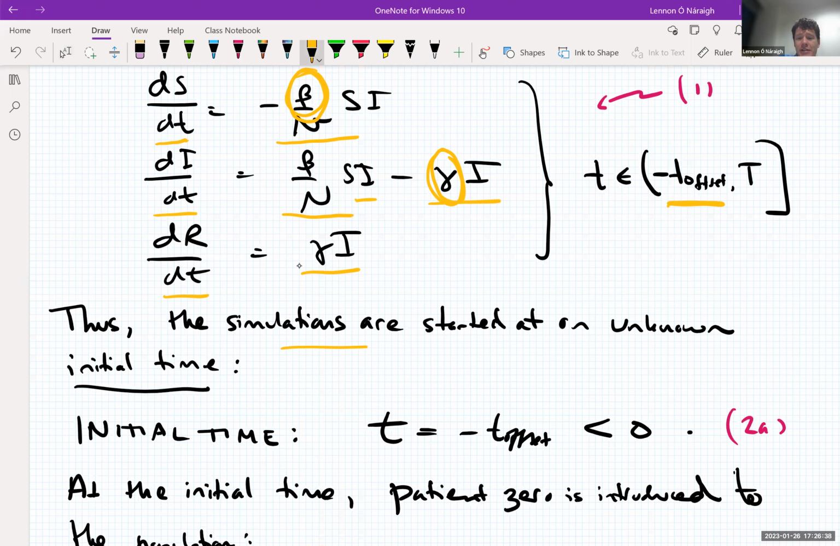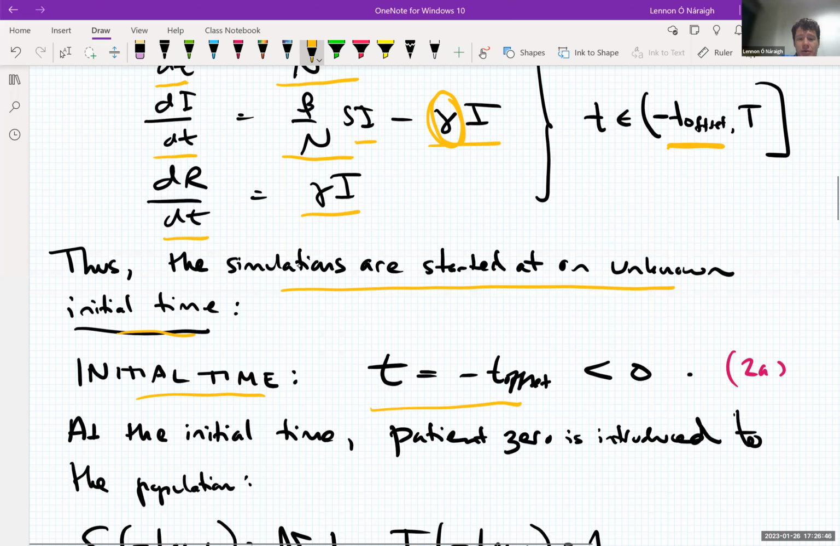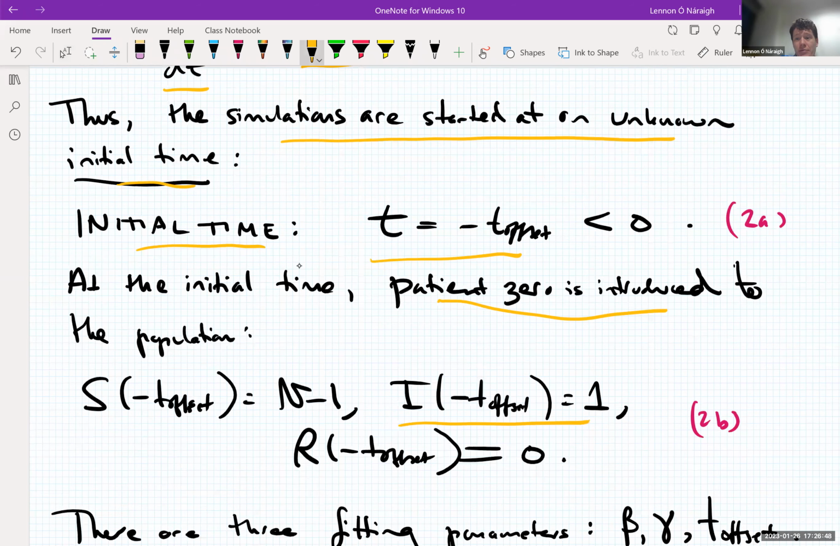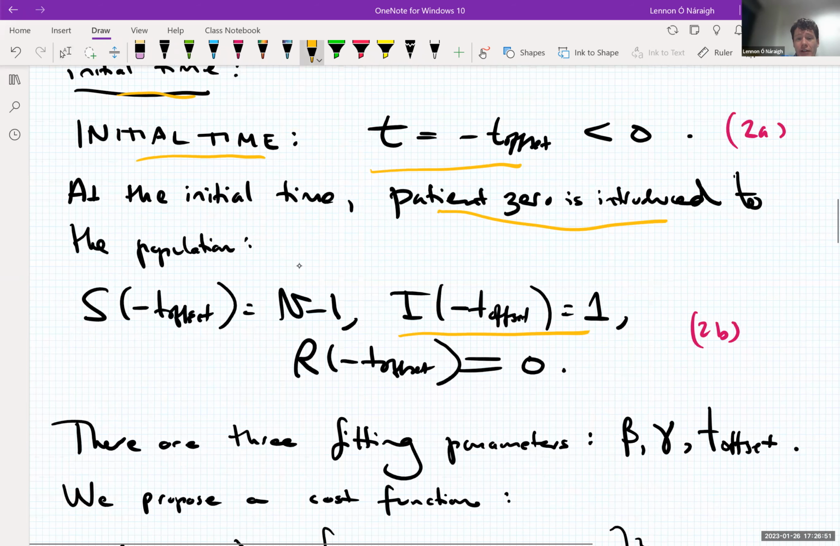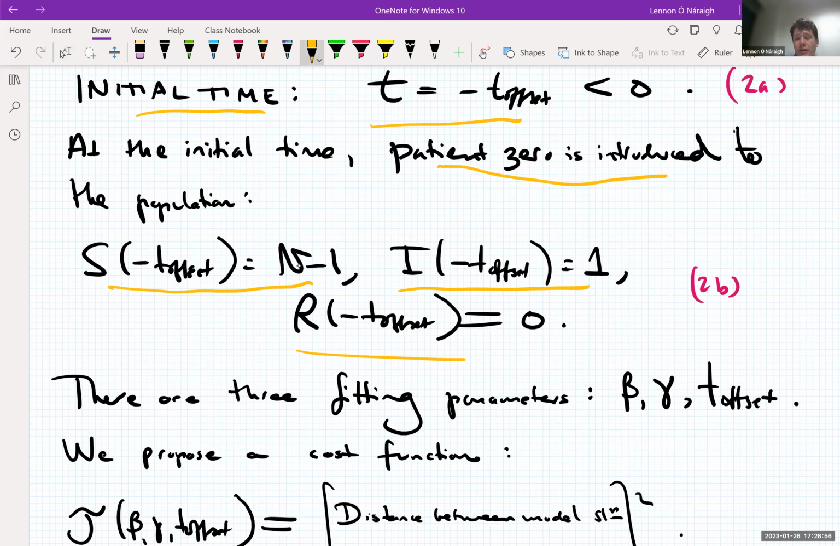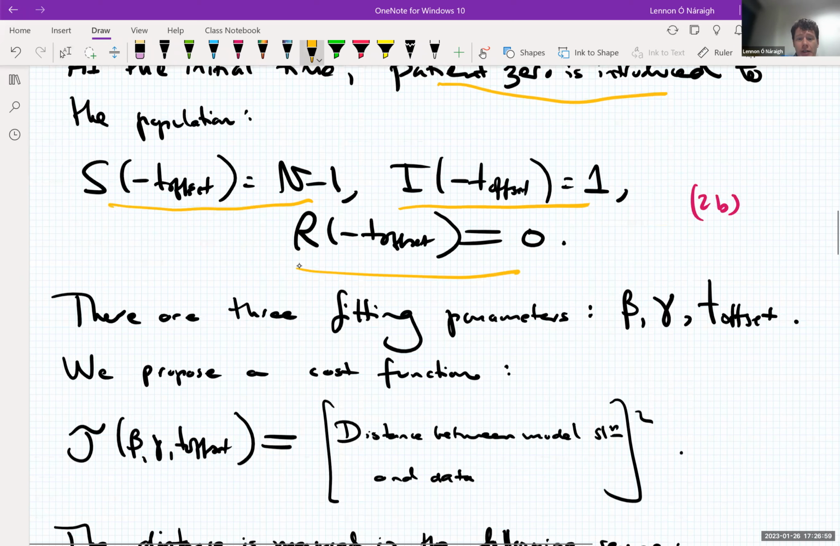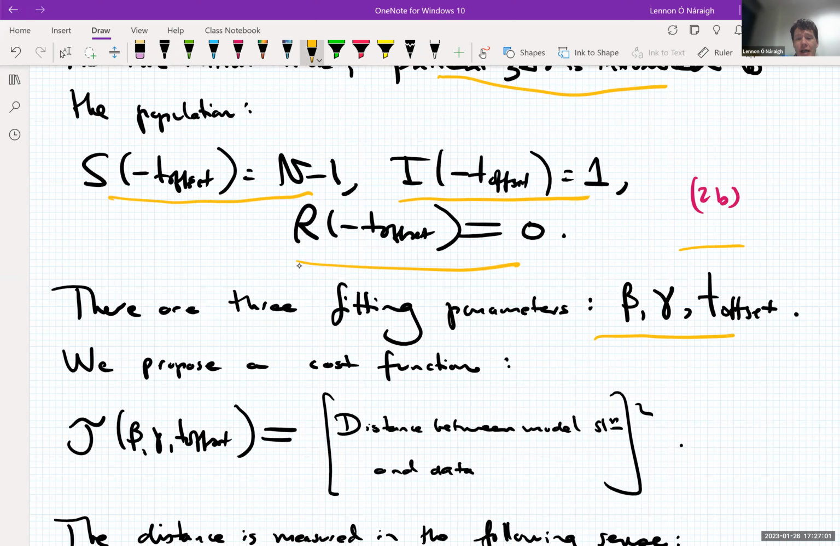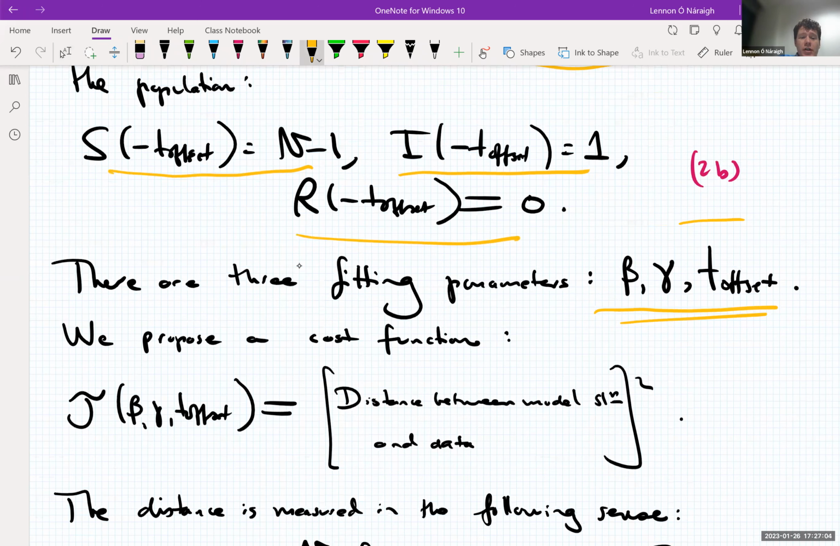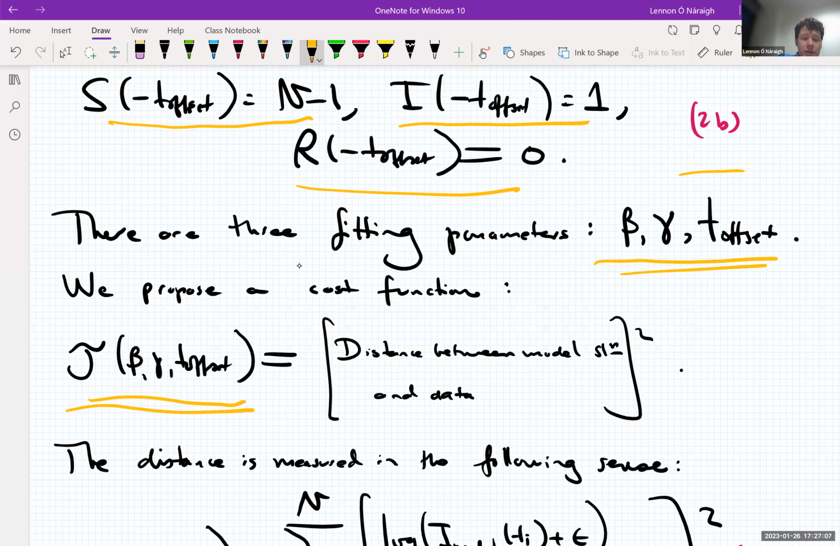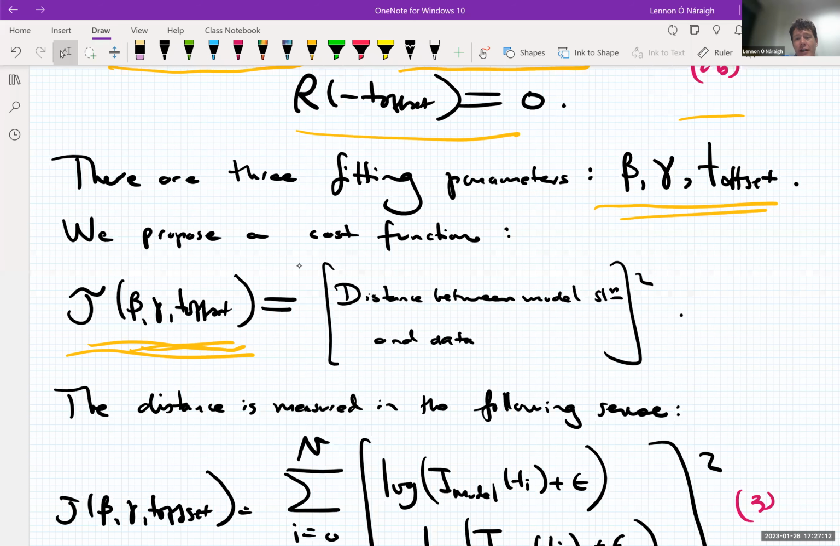As I said, the simulations are started at this unknown initial time of minus t offset. At the initial time, patient 0 is introduced. So the number of infectious individuals at time minus t offset is 1, the number of susceptibles is N minus 1, and there's nobody recovered at the very beginning of the outbreak. So there are 3 fitting parameters: beta, gamma, and t offset. We then propose a cost function, which depends on these 3 parameters. The cost function is defined as the distance squared between the model and the data.